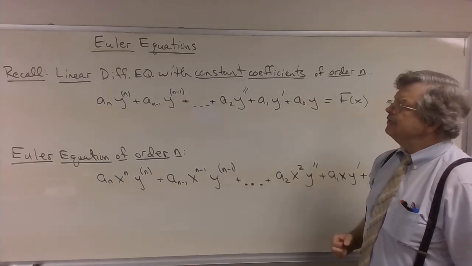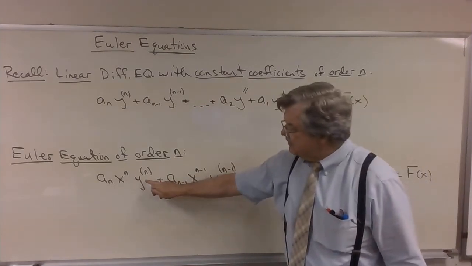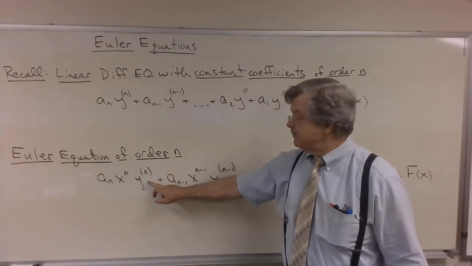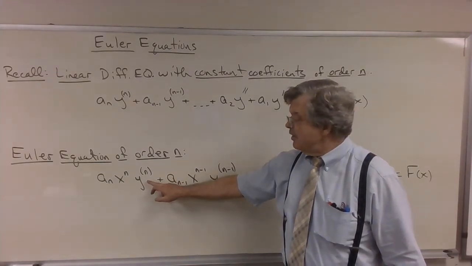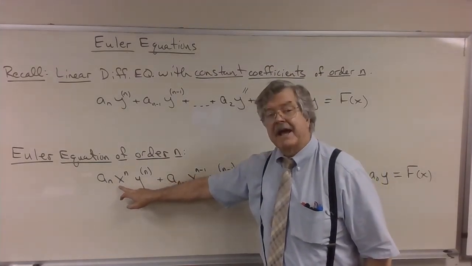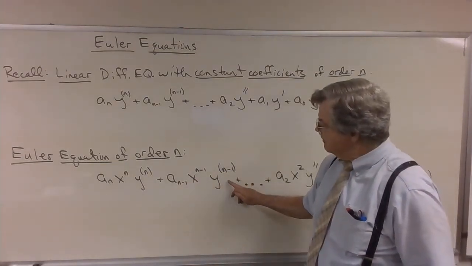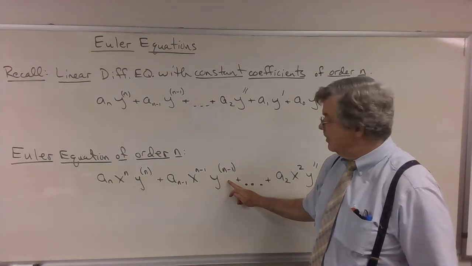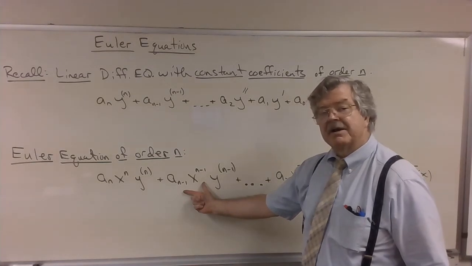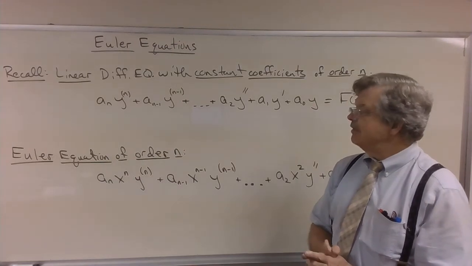Euler equations are also linear, but the coefficients of the derivatives of y are not constant. Here, the coefficient of the nth derivative of y is a monomial in x of degree n. And the coefficient of the n minus first derivative of y is a monomial of degree n minus 1. That's the pattern with an Euler equation.